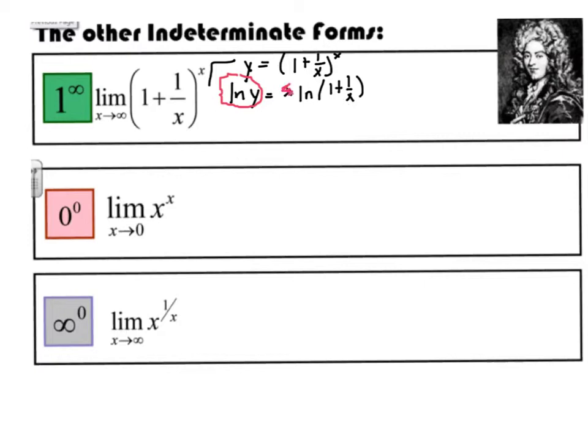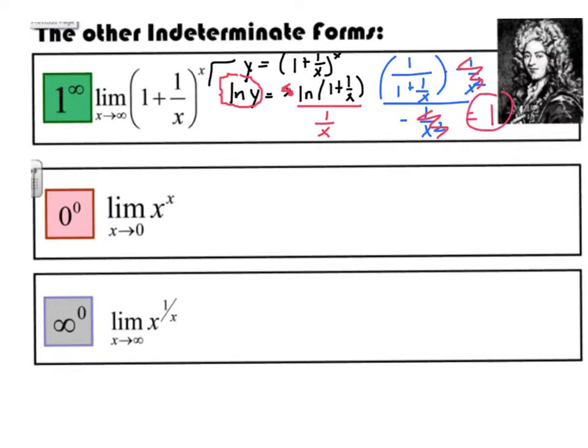So I'm going to drop this down to be 1 over x, like that. Dividing by 1 over x is the same as multiplying by x over 1. And now we can do L'Hopital's rule because these come out to be 0 divided by 0. So the derivative of the top is 1 over 1 plus 1 over x, multiplied by negative 1 over x squared with chain rule. And the derivative of the bottom is negative 1 over x squared. So these cancel out. We plug in infinity and we get 1.